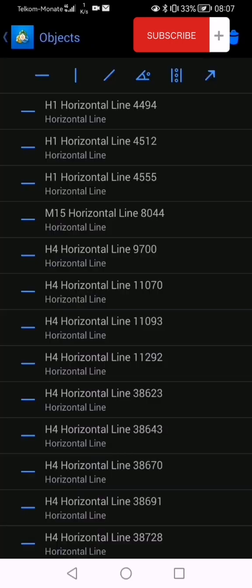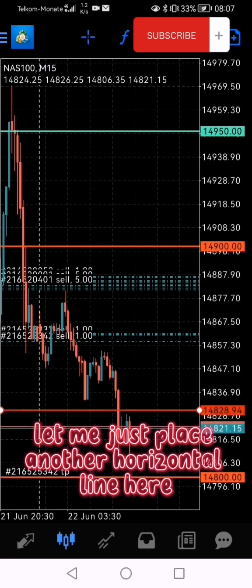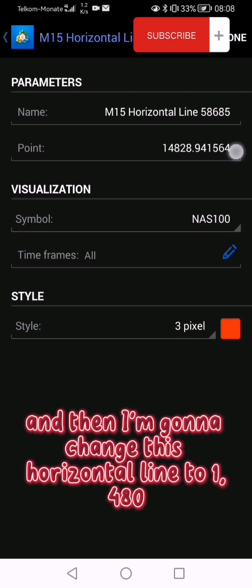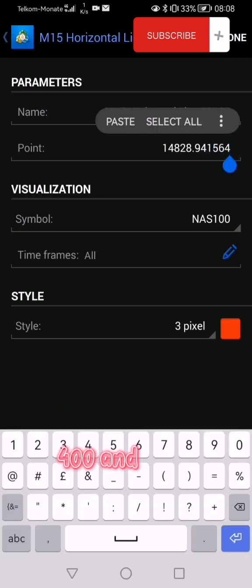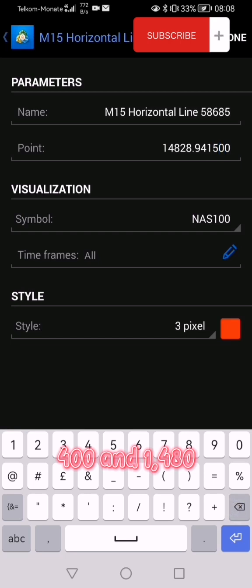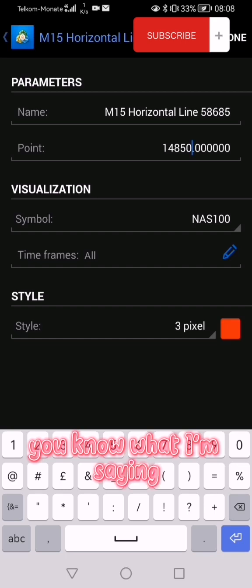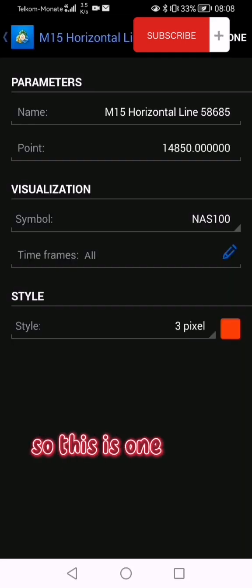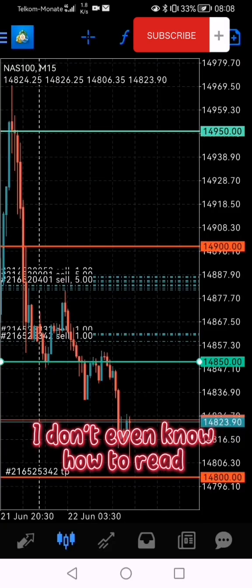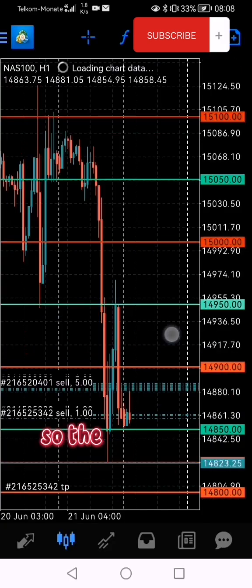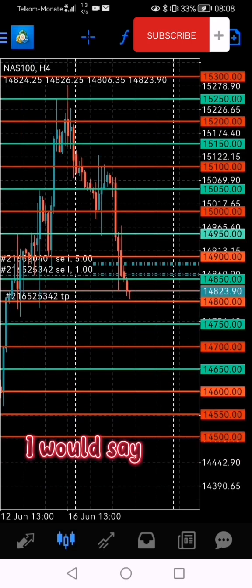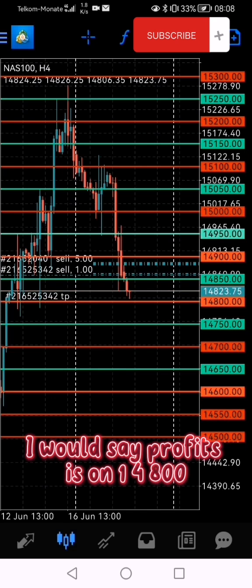What I'm saying. So let me just place another horizontal line here, and then I'm going to change this horizontal line to 14850, because I already have 14800, so this is 14850. I don't even know how to read numbers. Okay, so the market is already broken below 14850. Our take profit is on 14800. You get what I'm saying?